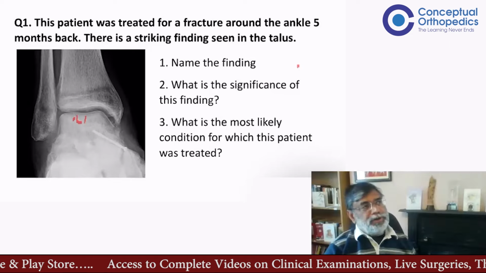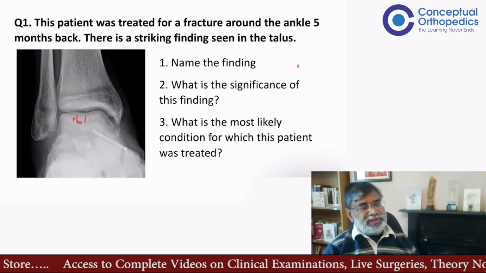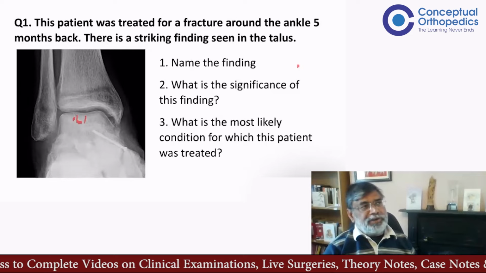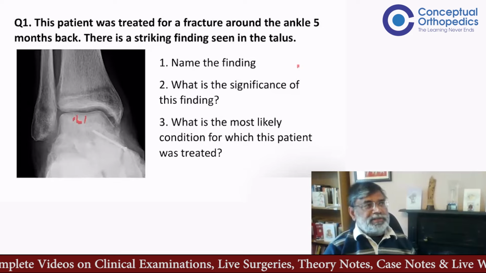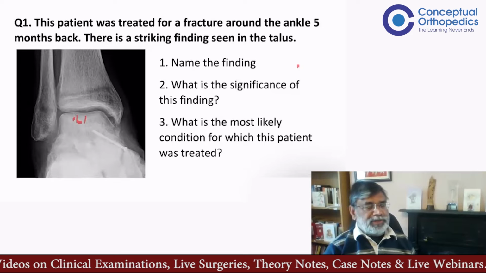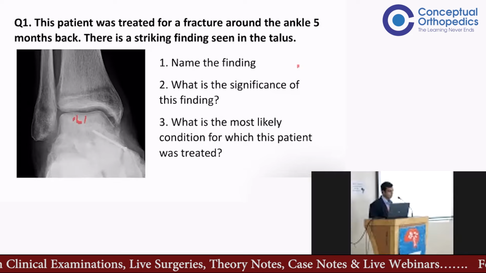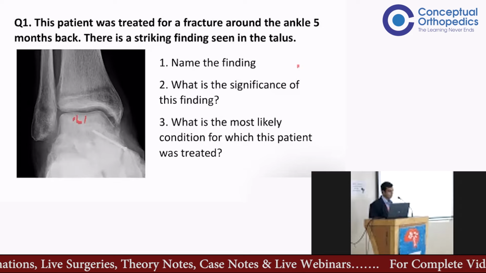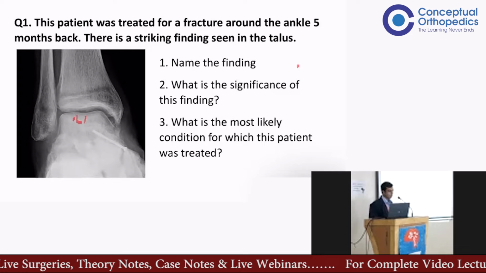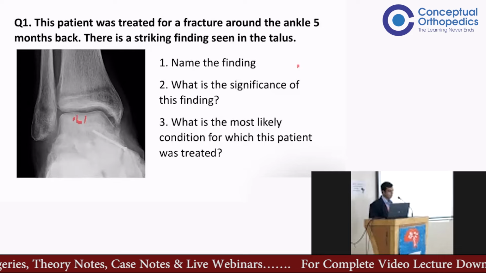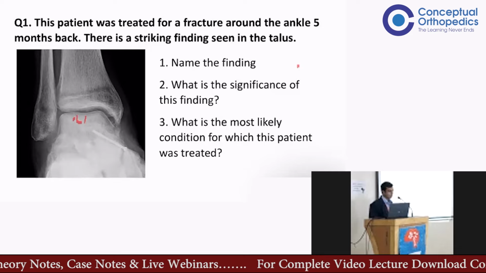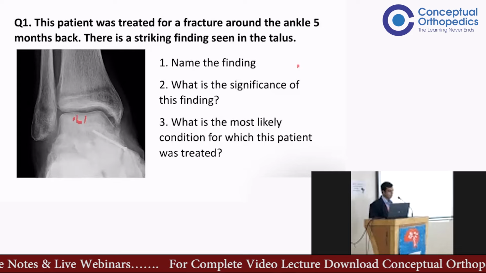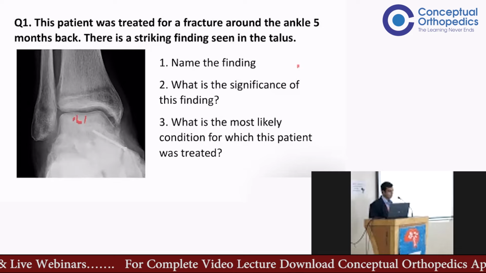So again, you got a bit muddled up with this classification. For classification, first think of the talus. How many joints does the talus make around the ankle joint? Sir, first is the ankle joint, that is the tibiotalar joint. Then second is the talonavicular joint, sir. Then third is the talocalcaneal subtalar joint. And talocalcaneonavicular. Yes, sir. These are the 3 joints.